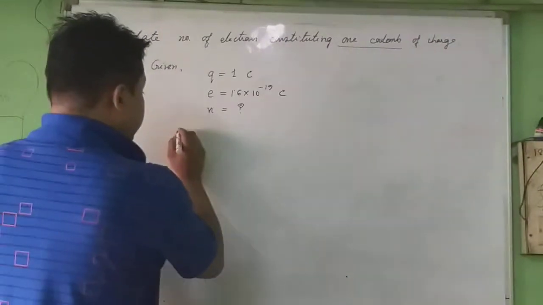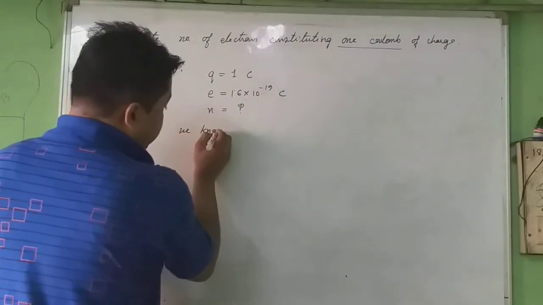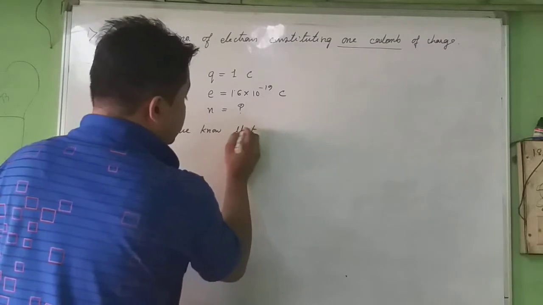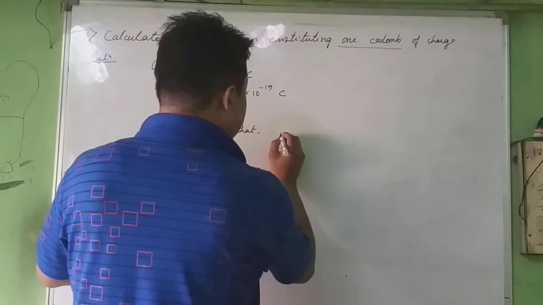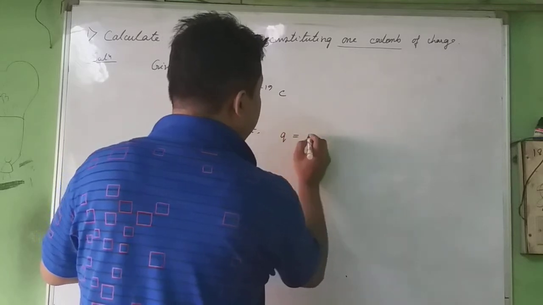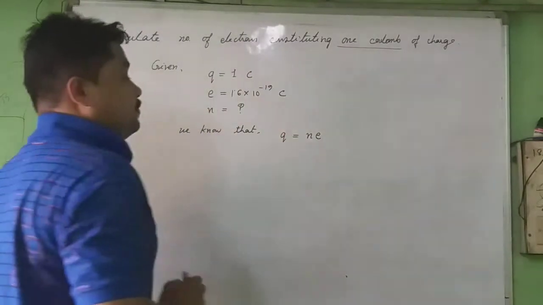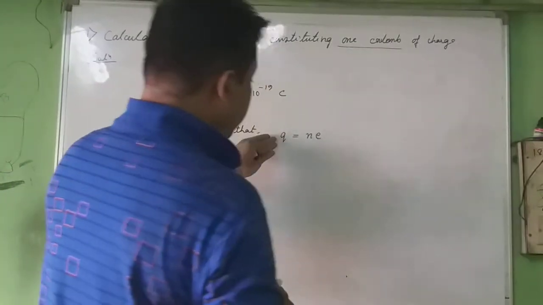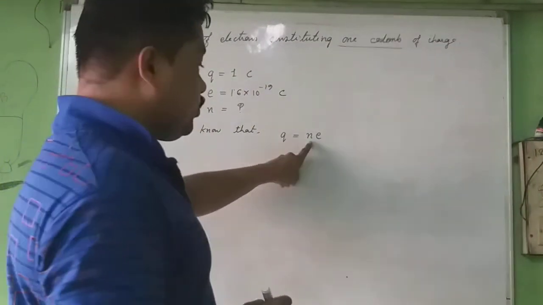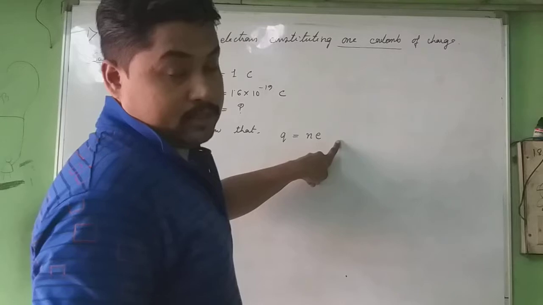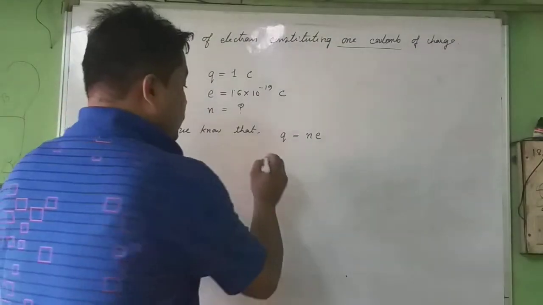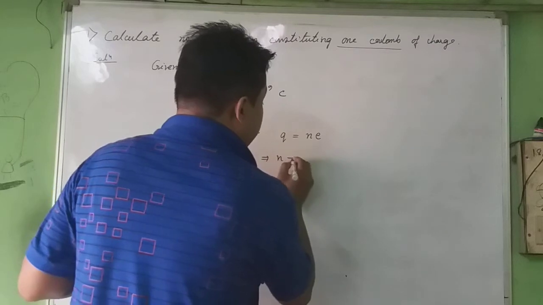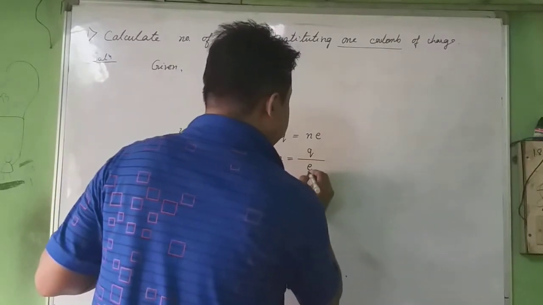Okay, so we know that according to the quantization of charge, Q is equal to NE. The total charge of a charged body is equal to an integral multiple of the electronic charge. Electronic charge means the charge of an electron, right? So N is equal to Q by E.